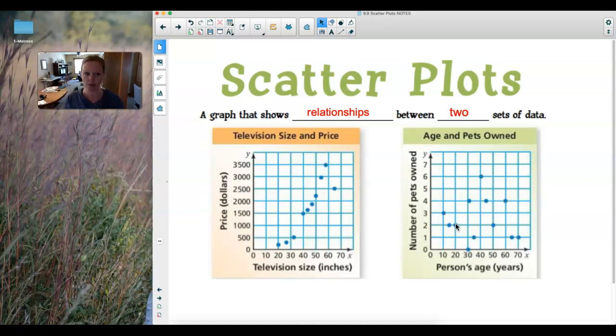The second graph here shows people's age versus the number of pets they've owned. Now you can see that these dots don't go in a line at all like the first graph. They're kind of scattered all over because there's really no relationship between your age and how many pets you've owned. You can be 70 years old and have only had one pet, or you could be 30 and never had a pet. Or 40 and have had 6 pets, or maybe you're 10 and you've had 20 pets. I don't know. So there's really no relationship between that.